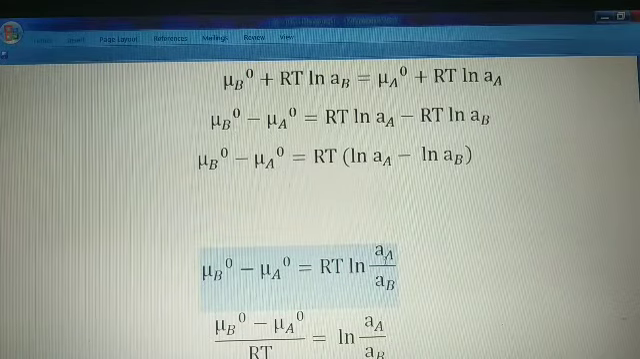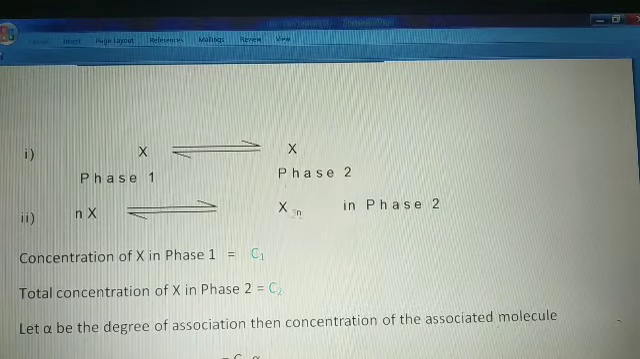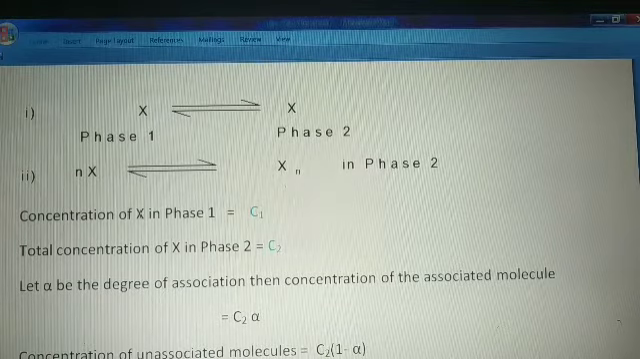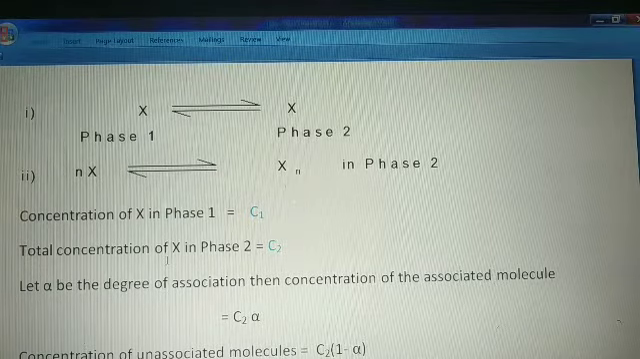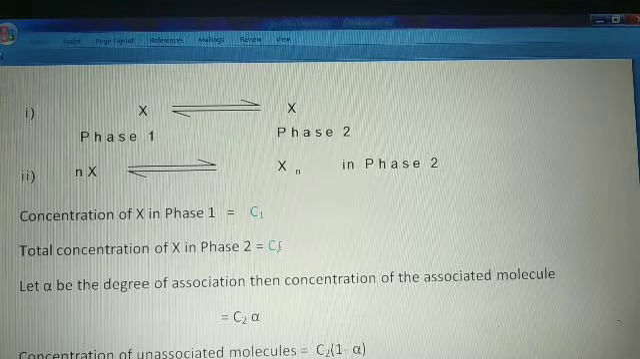So in phase 1 the molecular state is X, in phase 2 again the molecular state is X, but in phase 2 some of the molecules are going to form an associated molecule Xn. So let us have some calculations here. Suppose the concentration of solute X in phase 1 is equal to C1, and the total concentration of solute in phase 2 is taken equal to C2.